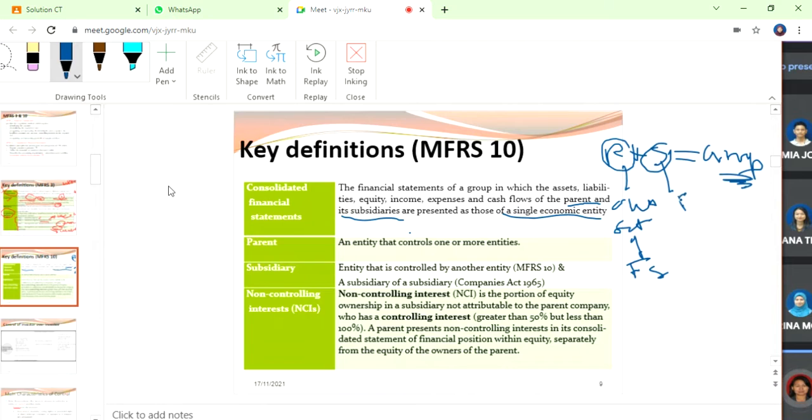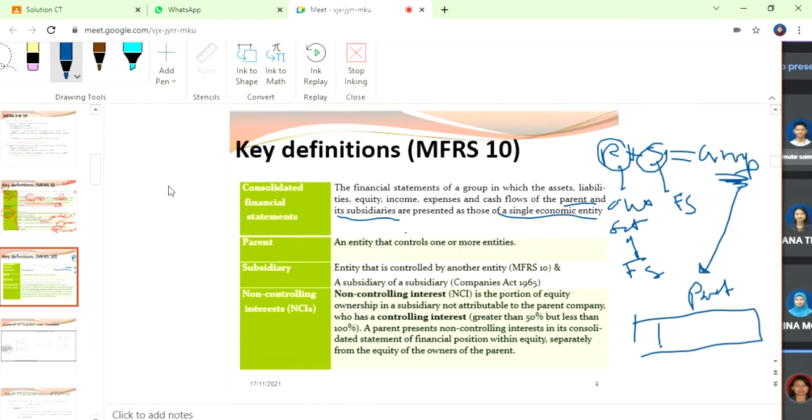Okay, this one also has its own set of financial statements. Later on, when we do group accounts, the holding company, the parent, will combine its own financial statements with the financial statements of the subsidiary to form group accounts. So that means this group account is prepared as if it is a single economic entity. Because of this, there is an implication.